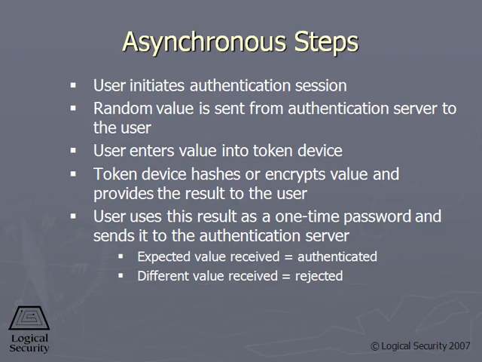What it's going to do is send me back a random value. Now I take that random value and I punch it into my token, because asynchronous tokens actually have a little keypad. So I take the random value that came from the authentication server, I type in that random value. Now my token takes that value and it encrypts it. It could hash it or encrypt it, but it will take that value and change it. Let's say it encrypts it. So then it shows me a new value.